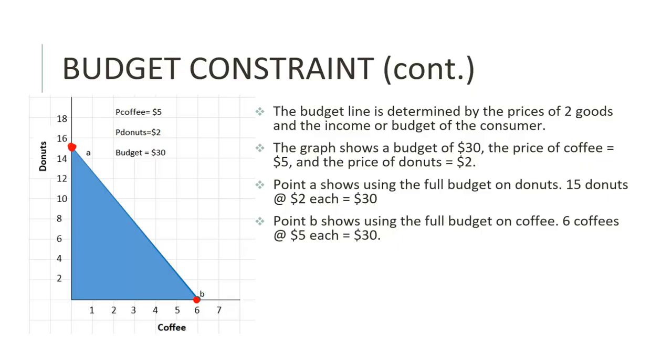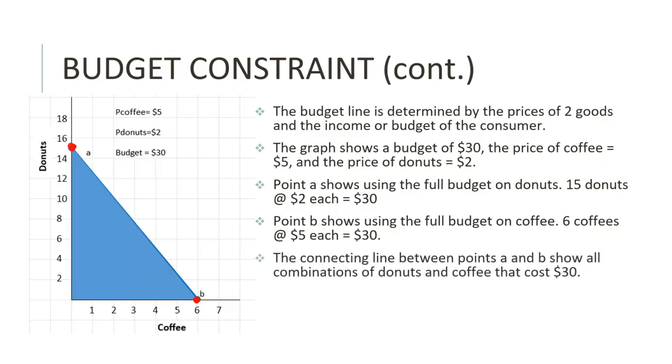So both of those points represent spending all of our money on either donuts or all of our money on coffee. And then connecting the line between, see if I can do this without looking terrible. Give myself a C+. Pretend that's a straight line in between. This shows all combinations of donuts and coffee that cost the full $30.